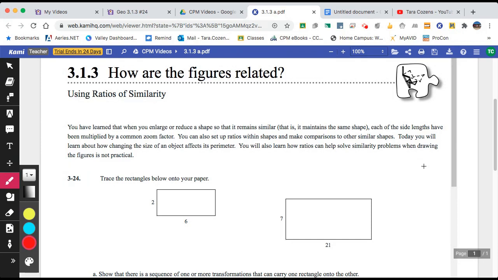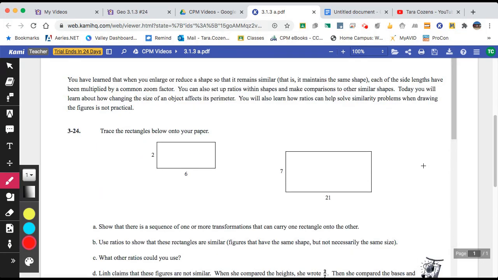So we're going to start here on problem 3-24. Says trace the rectangles below onto your paper. So if you have graph paper, that'll make this a little bit easier for you. If you don't have graph paper, that's okay. You can just do your best to either freehand them or you can try and trace them from your Chromebook. So go ahead and do that first. Pause the video, and then when you're ready to start letter A, you can play the video.